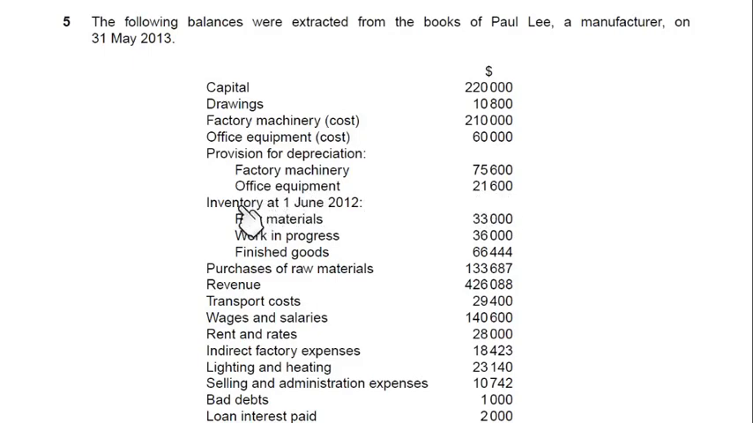Then we have inventory as it is written 1st June. The year ends for Paul Lee at 31st May 2013. If the year is ending at 31st May 2013, the year will be starting at 1st June 2012, that is the previous year. So these three types of inventories are all opening inventories because it is written 1st June.